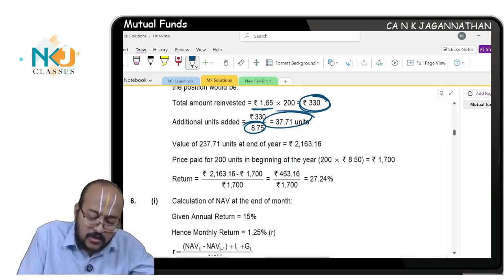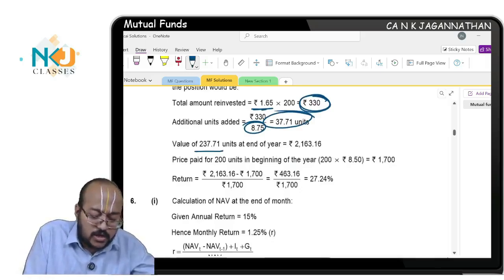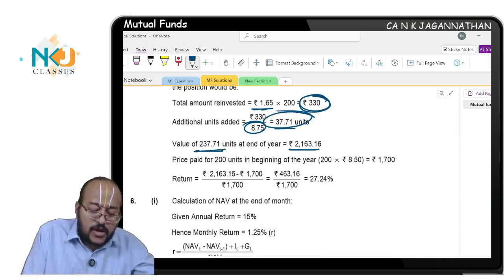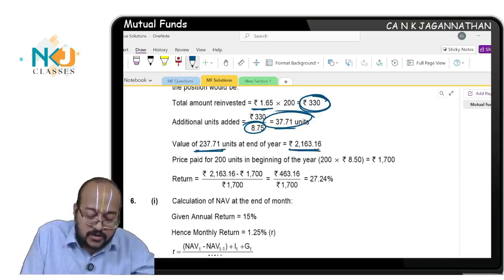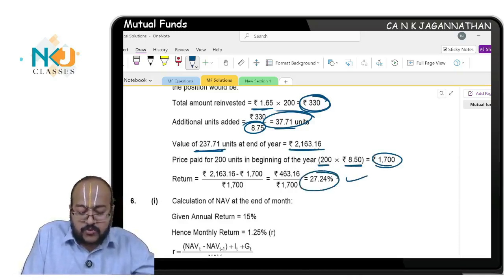Same type of question you can go through. 37.79. Originally you had 200 plus 37 units, so total 237 closing value. And for the price paid for achieving this, 200 units you only bought, at 8.5 you got 1700. Total return comes to 27.24.